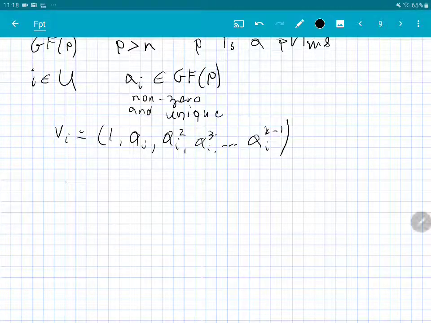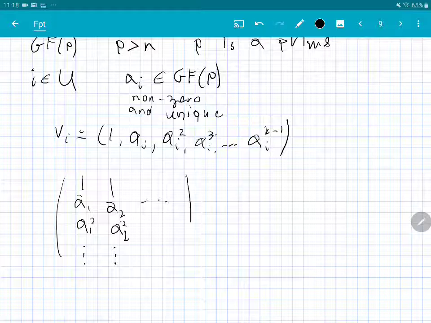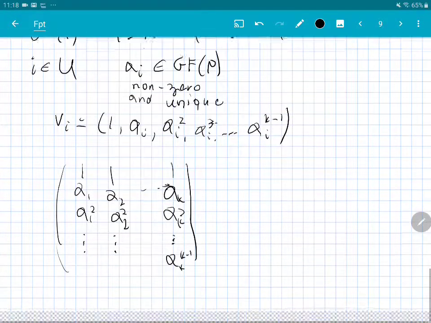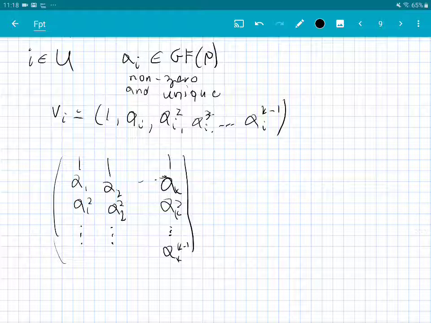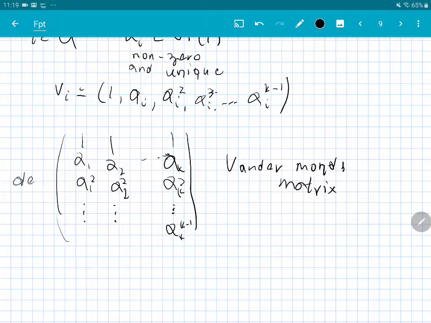The claim is not hard to show, because if you write this matrix down, you're going to get 1, a_1, a_1 squared, and so on, 1, a_2, a_2 squared, until a_k, a_k squared, up to a_k to the power k minus 1. So you get this matrix. Usually it's written with the rows transposed, but it doesn't matter. This is the Vandermonde matrix. And the important property, of course, is that the determinant of this matrix is non-zero.